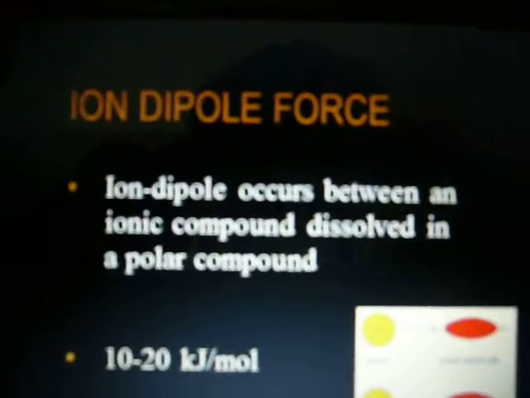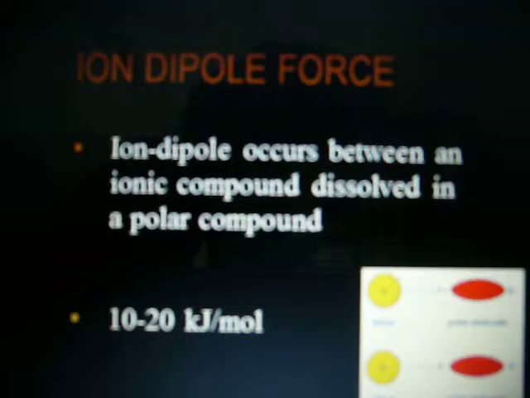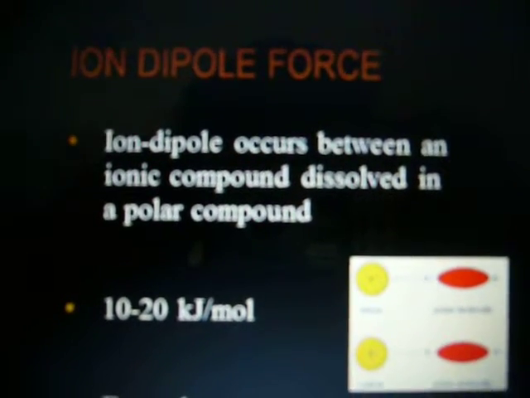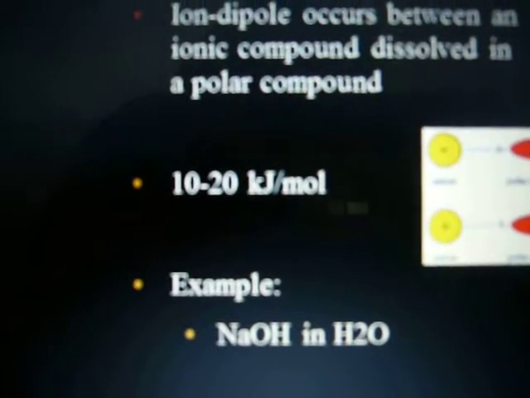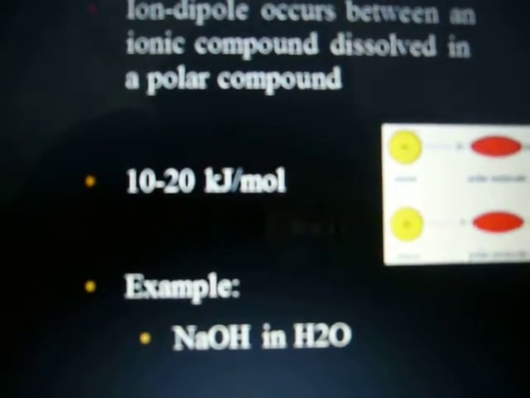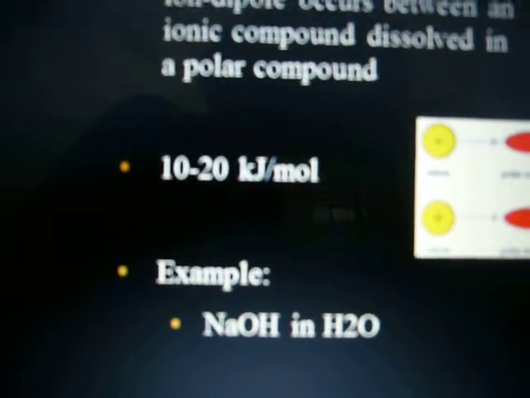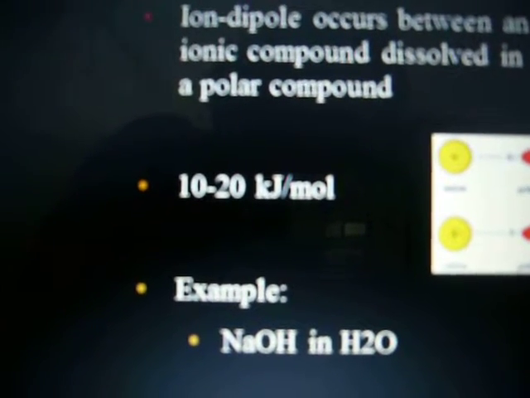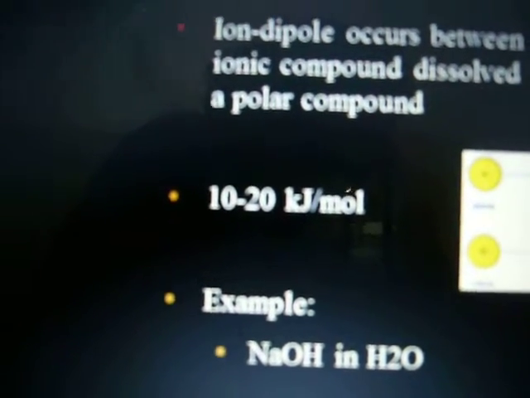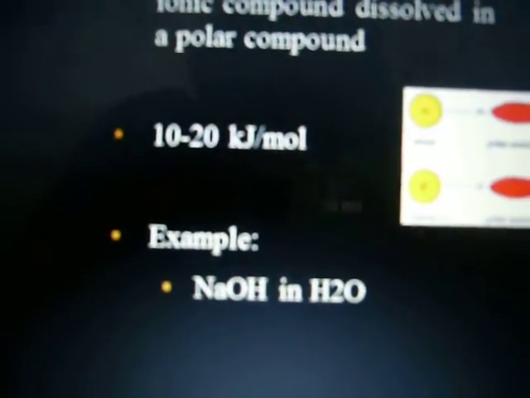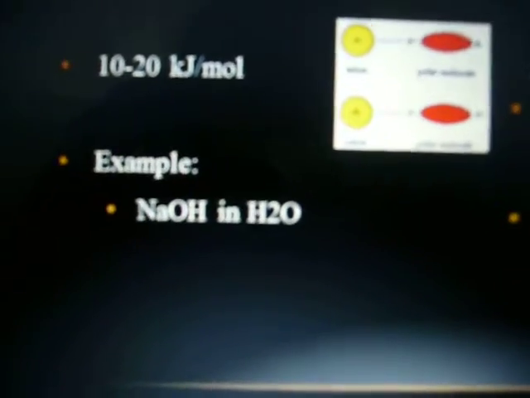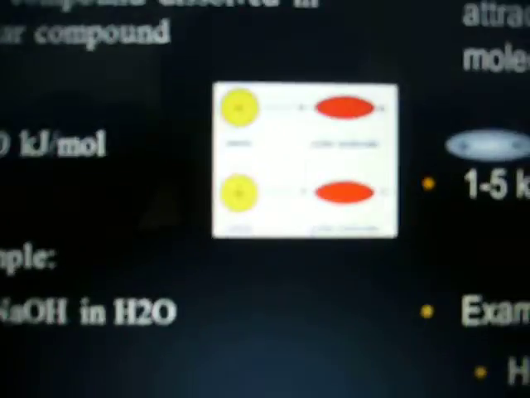First, we have our ion-dipole force. An ion-dipole force occurs between an ionic compound dissolved in a polar compound. This number, 10 to 20 kilojoules per mole, is the amount of energy required to completely break up the bond. An example of this is NaOH and H2O, and there's a little illustration there. You can't really tell, the resolution is not that great.